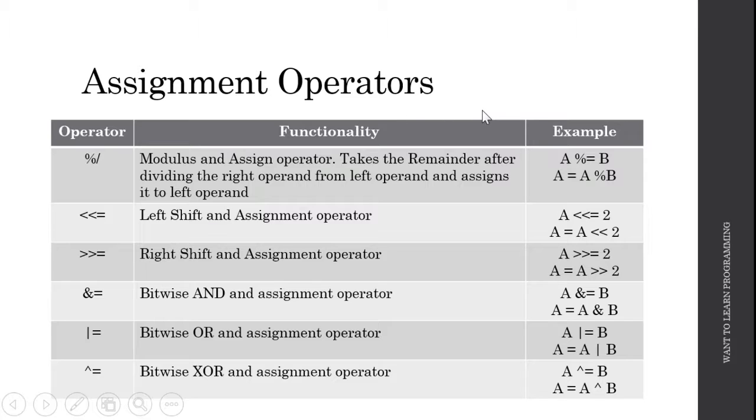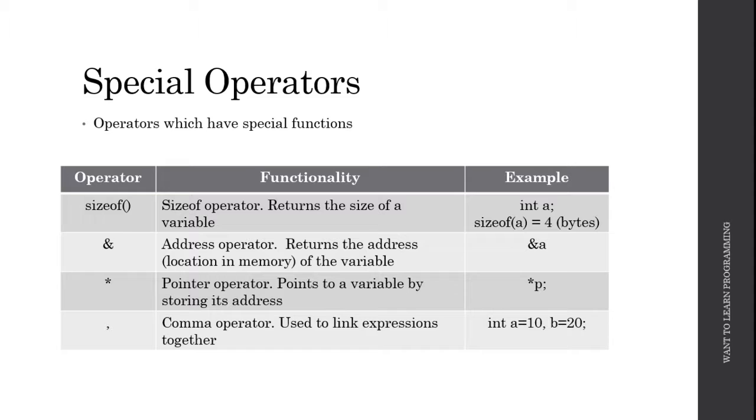Now let's look into what we call special operators. As the name suggests, special operators have special functions. There are four common special operators that we use. The first operator is sizeof operator. It actually returns the size of a variable in bytes. So if I have int a, then the sizeof a will be 4 bytes. That is, we know that the size of integer is 4 bytes.